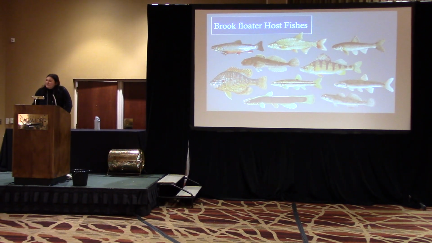These are some host fishes for brook floaters. A lot of them are present in the habitat that I'm assessing, a very common assemblage of fishes for a New York stream. And a lot of the fish that we see specifically in the reach are things like blacknose dace, tessellated darters, a couple sculpin here and there, so that's pretty cool.